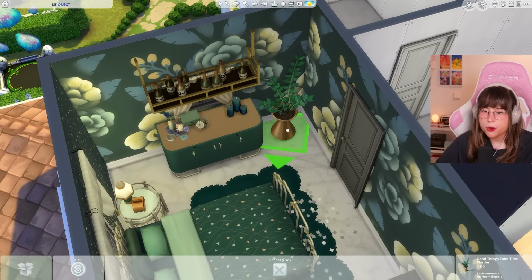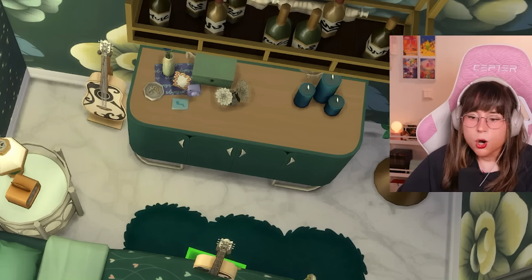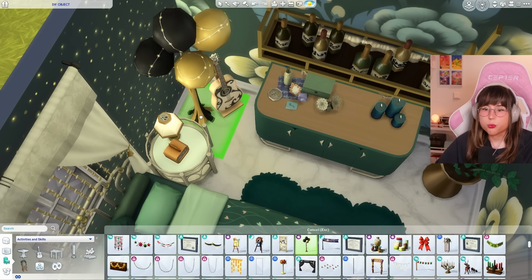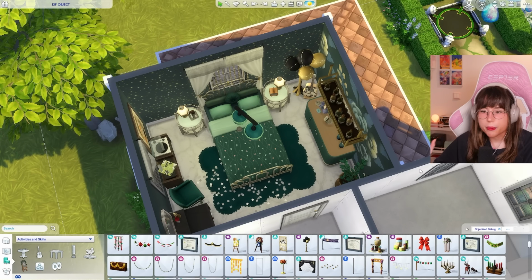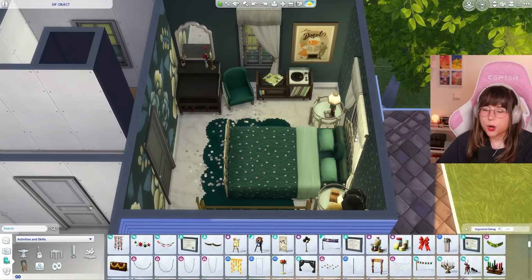And then we can have this plant in the corner. Oh, with also a guitar. Oh, and some balloons. These balloons right in there. Yes. Oh, I absolutely love this. This is one heck of a bedroom. I want to live here. Couldn't ask for more. Oh, wow.